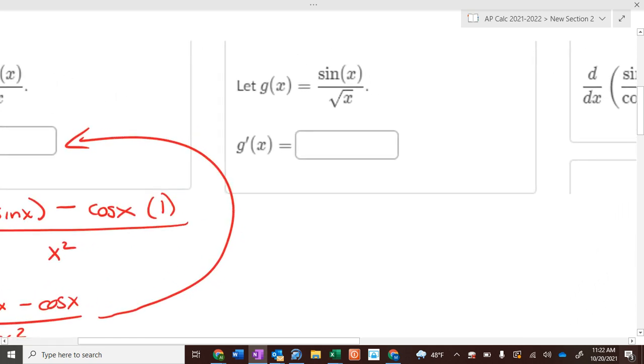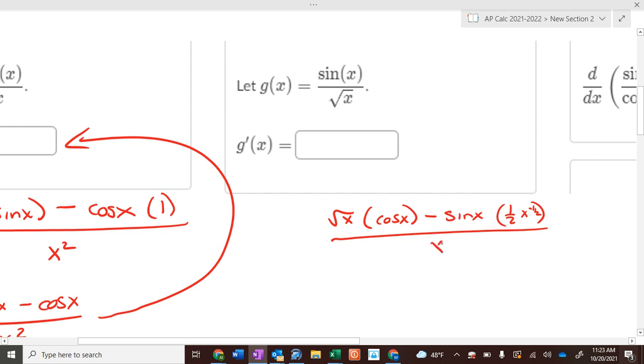How about this crazy one with a square root involved? Well, it'd simply be the square root of x times cosine of x minus sine of x times the first derivative of the square root of x, which is 1/2 x to the negative 1/2, all over the square root of x squared, which is x.